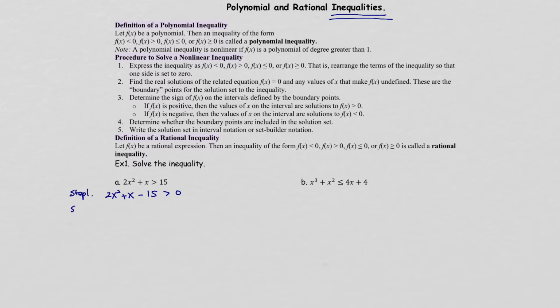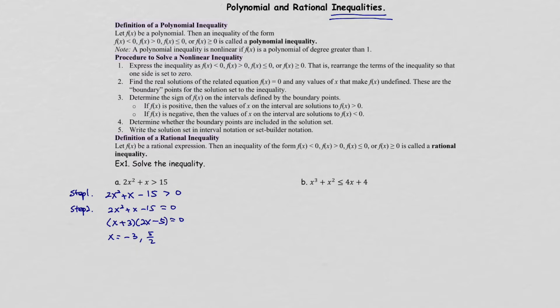The second step is changing this to an equation and finding the boundary points. So you're going to do 2x squared plus x minus 15 equals 0 and solve for x, and that's going to be your boundary points. Let's do that. When you factor this, we have x plus 3 times 2x minus 5 equals 0, where my boundary points will be negative 3 and 5 over 2.